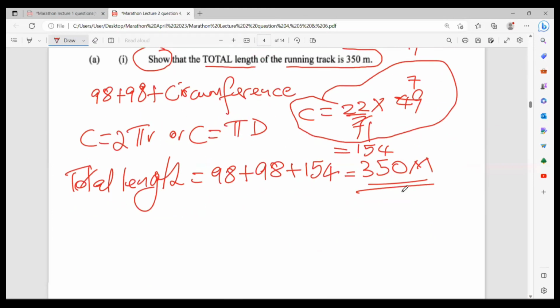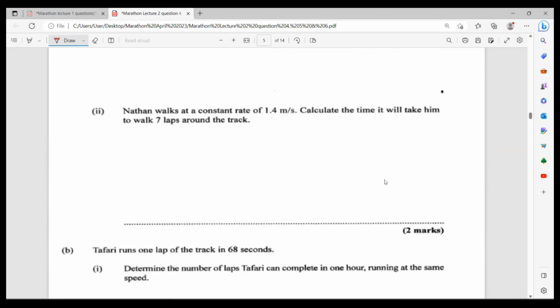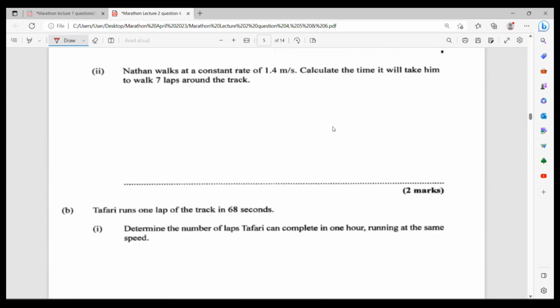All right, so you would see that 350 coming out. Let's see what else they want. Nathan, watch this now. It says Nathan walked at a constant rate of 1.4 meters per second. Calculate the time it will take him to walk 7 laps around the track. Everybody know? 7 laps, they said. 1 lap, you see, it's all about interpretation. 1 lap is 350 times 7.